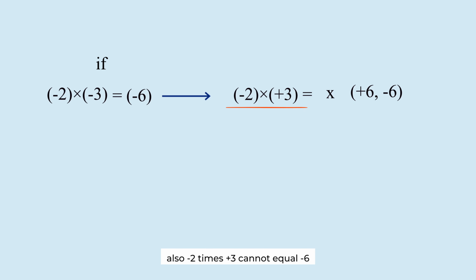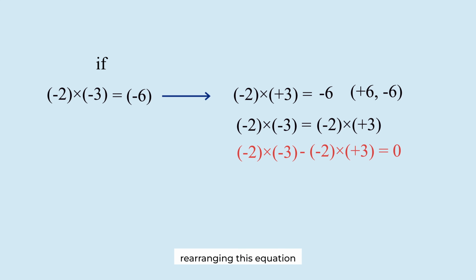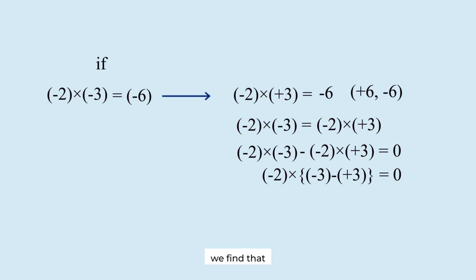Also, minus 2 times plus 3 cannot equal minus 6, which is the result we assumed for minus 2 times minus 3. If it also equals minus 6, then minus 2 times minus 3 equals minus 2 times plus 3. Rearrange this equation and factor out minus 2. We find that the product of these two terms must be 0. So, for this to be true, this term must be 0.